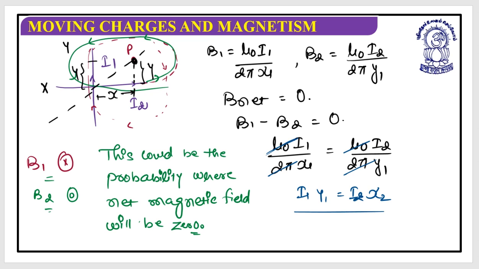Arrange this according to the options given. But are you clear with this: when two current carrying conductors are given, and they want the net magnetic field to be 0, always go for the two diagonals only, because there are only two possibilities where the net magnetic field could be 0. I hope this is clear. Is it clear?